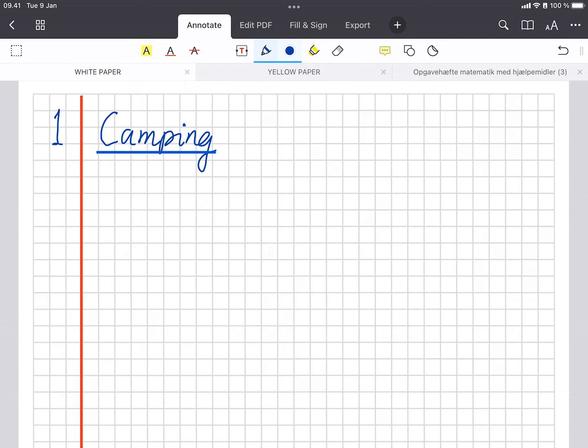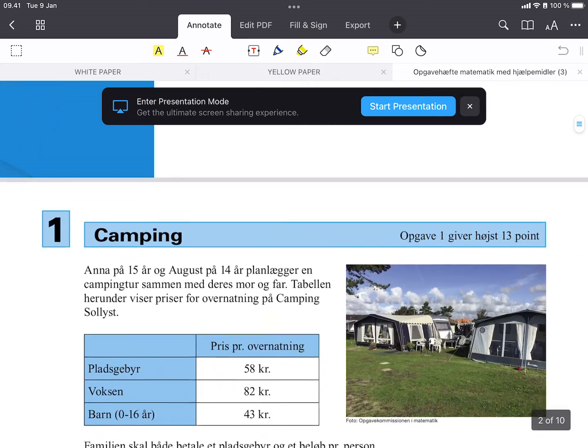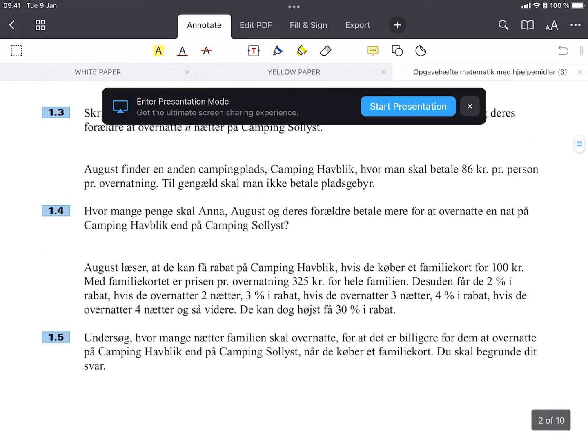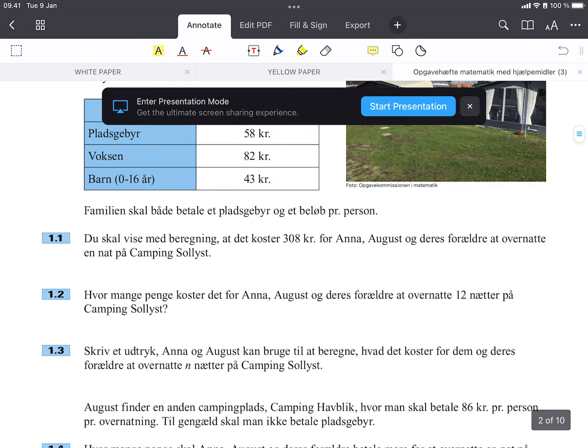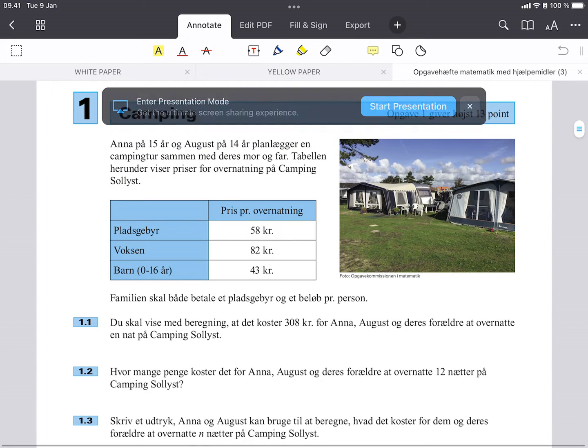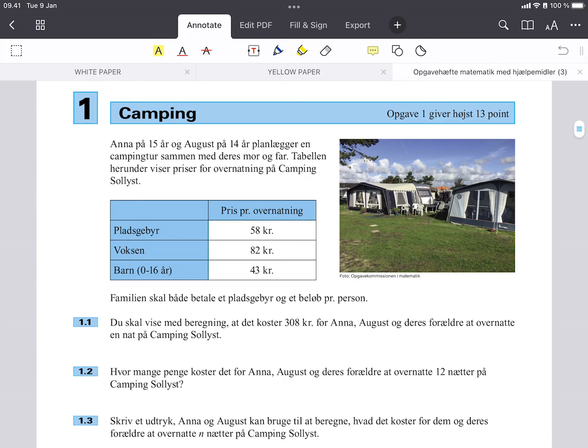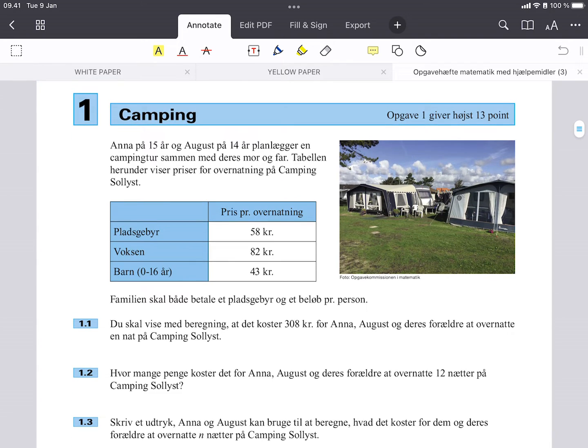Okay, so it's going to have 5 parts, and the first part 1.1, and well, let's just read the question first of all. This is annoying that this pops up every time. Okay, so the whole thing's worth 13 marks out of the whole total. It says 15-year-old Anna and 14-year-old August are planning a camping trip together with their mother and father. The table below shows the prices for overnight stays at Sollust Camping.